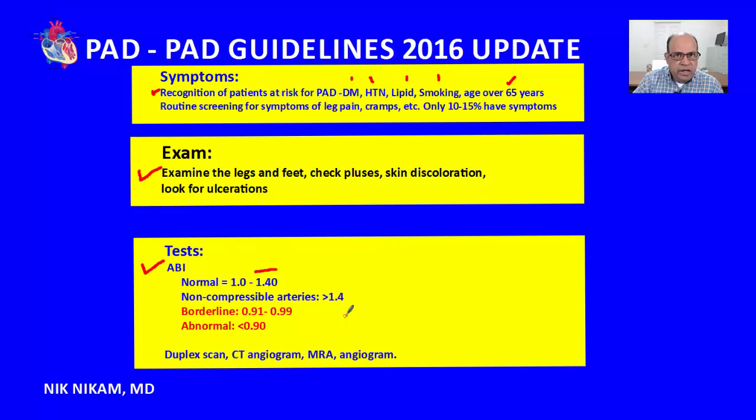If the ABI is abnormal, then we can proceed to a simple non-invasive study, which is the duplex scan of the arterial system in both lower extremities and look for any evidence of significant obstruction. This can be confirmed using CT angiography or MR angiogram, and if there is a critical stenosis that needs intervention, then we can proceed with angiogram and peripheral vascular intervention if it is needed.